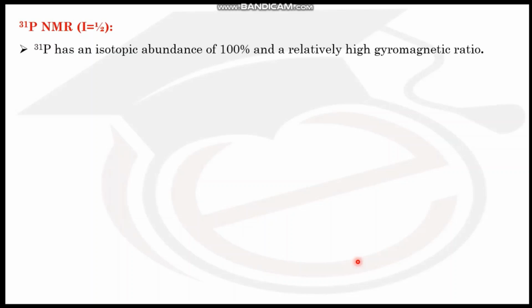Next is P31 NMR, which also has an I value of 1/2. Whatever we have studied up to now, that is proton, C13, F19 and P31, all have an I value of 1/2. P31 is also 100% abundant and has a high gyromagnetic ratio. What is meant by the gyromagnetic ratio? We discussed that in the earlier video, the introduction to NMR, where we also did some problems. You have to remember that equation, the relation between frequency and magnetic field. A lot of questions come from that.